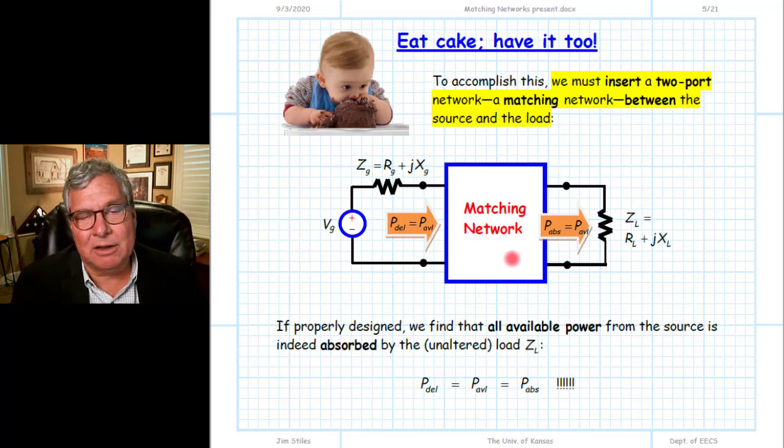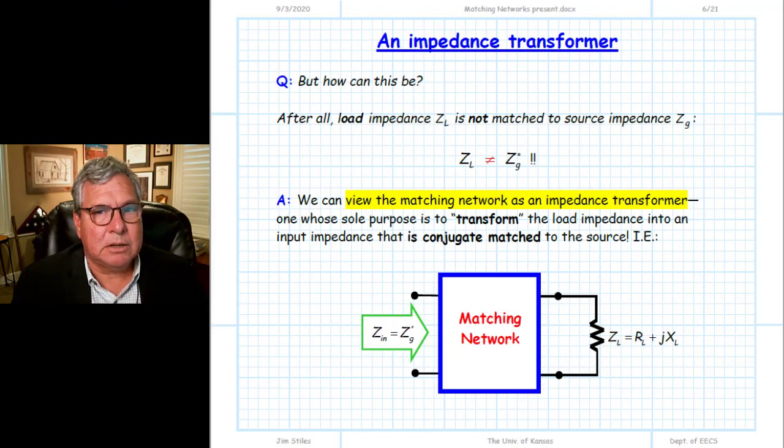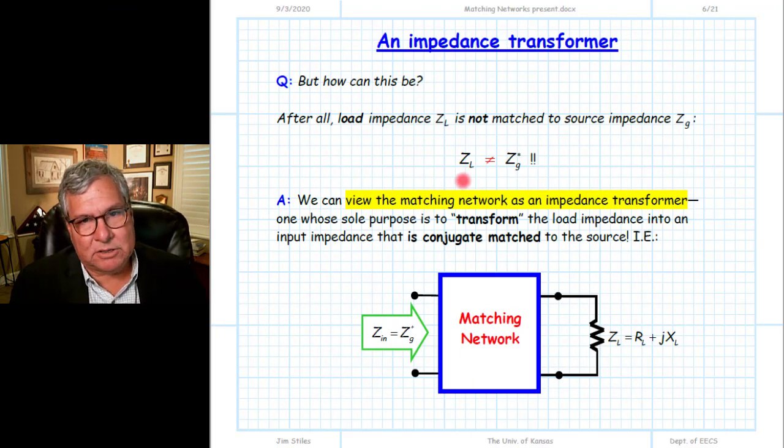So the question is, what is this two-port device? We're going to call it a matching network, and let's see if we can understand what a matching network actually does. So the key thing here is in our circuit, we start with the assumption that our load impedance is not the complex conjugate of the source impedance.